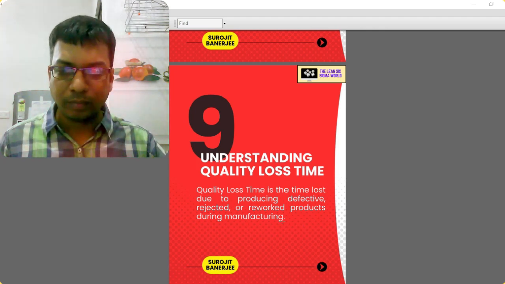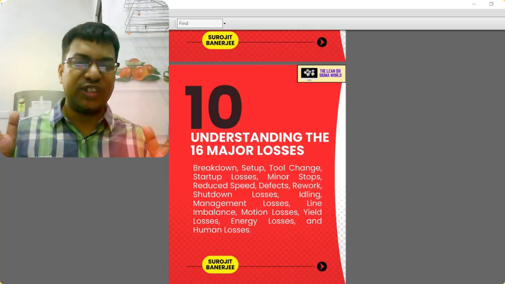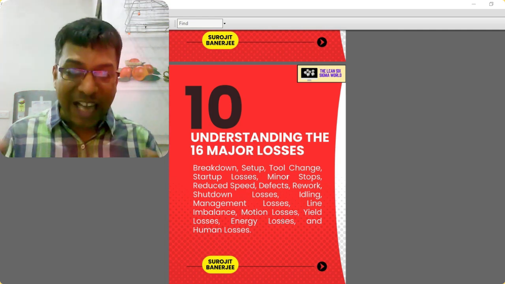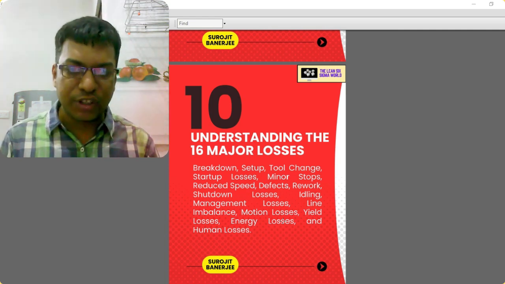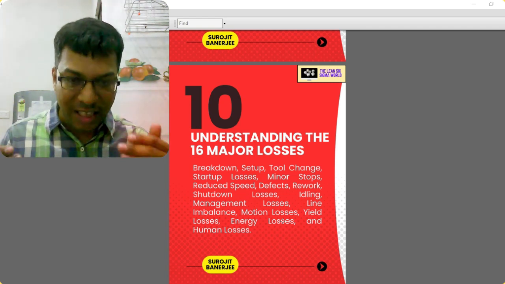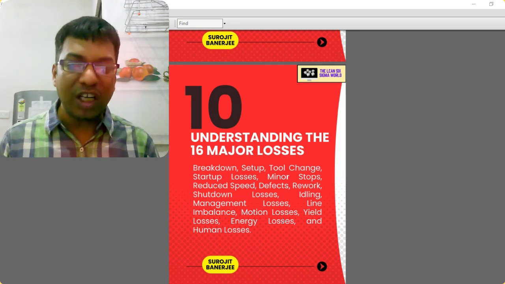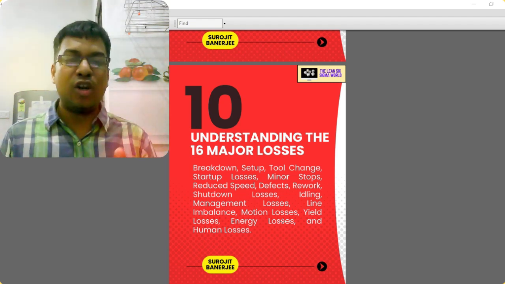Okay. Now, understanding the major 16 losses. There are 16 major losses. These are basically breakdown losses, setup losses, tool change losses, startup losses, minor stops, reduced speed, defects, rework, down losses, idling losses, management losses, line imbalancing, motion losses, yield losses, energy losses, and human losses. These are the 16 major losses.